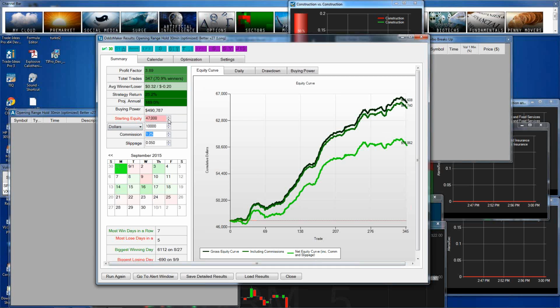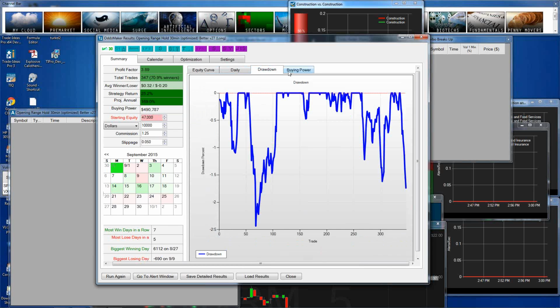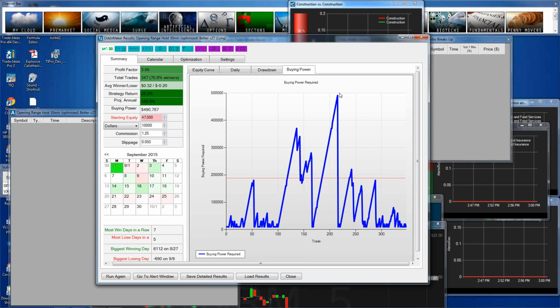Now, starting equity, you might be wondering, why is this red? Well, if we look at this buying power right here, this is simply the amount of buying power you would have needed on the busiest day that the strategy had, which was this spike right here.